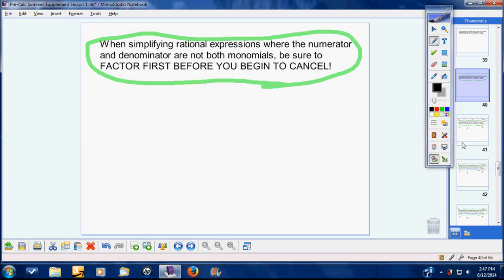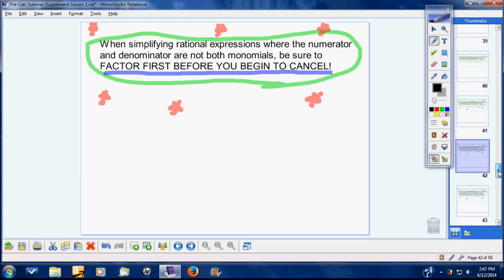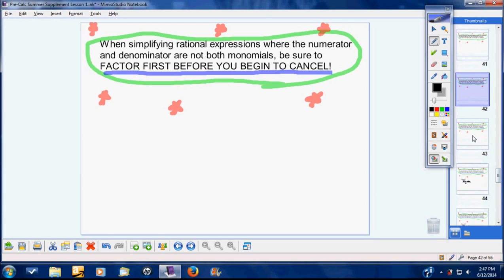Make sure you factor first. Factor first before you begin to cancel. If you don't think I mean it, I mean it. Factor first. So let's take a look at an example.